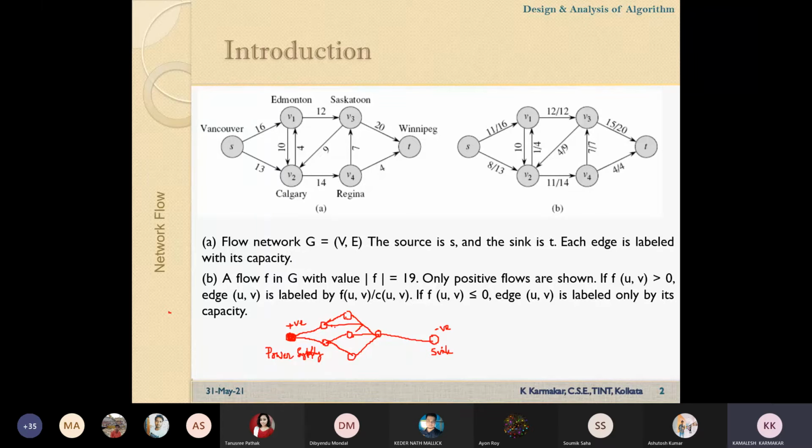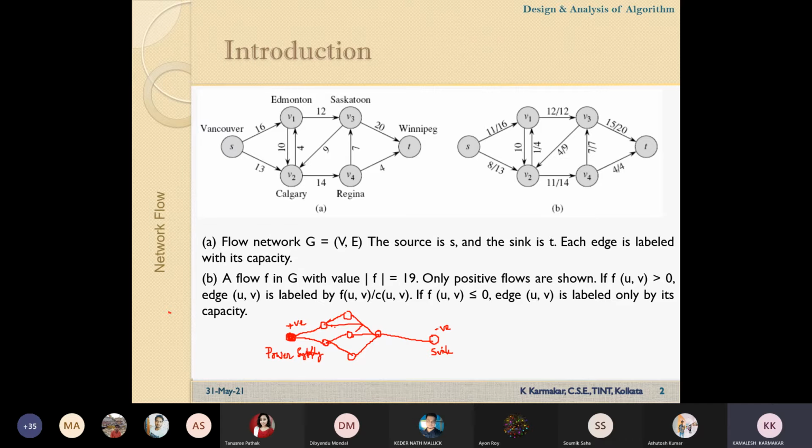There is no multiple sink. In case of water line or gas pipeline, in those cases we have multiple sink. But on a circuit board, there is a single source and single sink. So in those type of scenarios, this max flow is applied to determine the maximum flow. So how will you compare it with the capacity of the links?